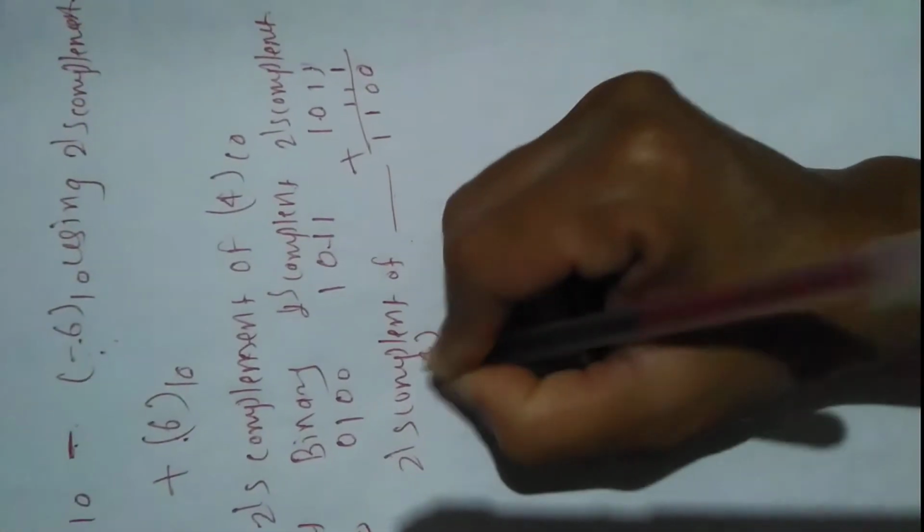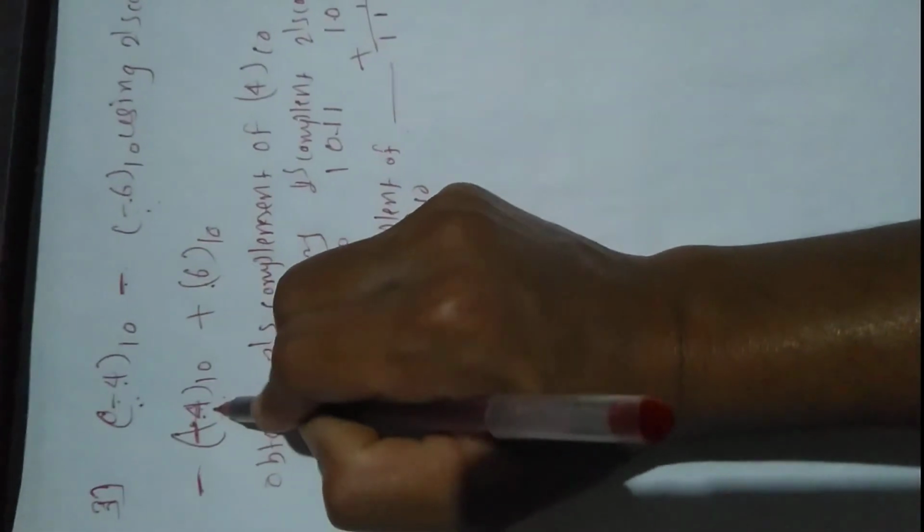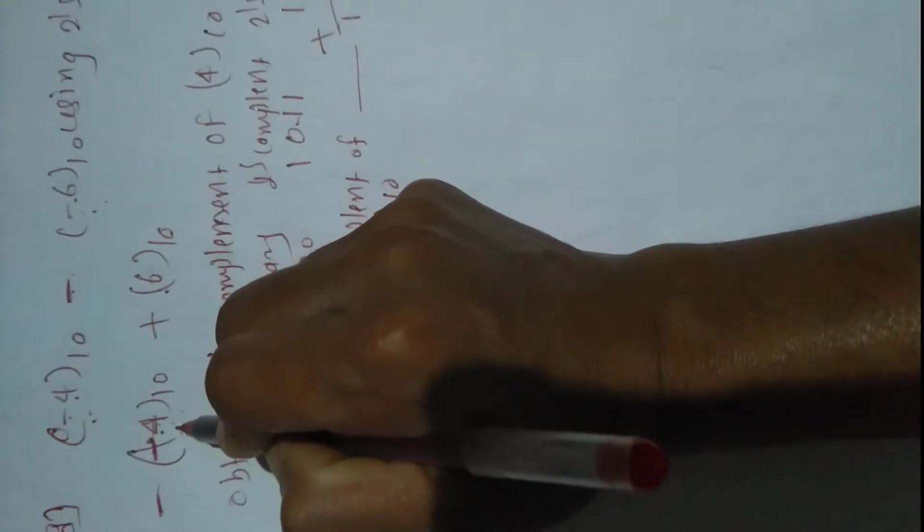This is a 1's complement, and in this add a 1, that is a 2's complement. 1 plus 1, 0, 1 plus 1, 0, carry 1. This is a 1 and 1. This is the 2's complement of 4 of 10. Here the 4 is negative, so we take that negative number's 2's complement.